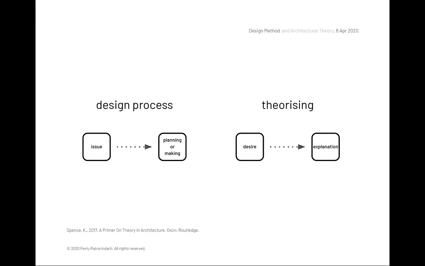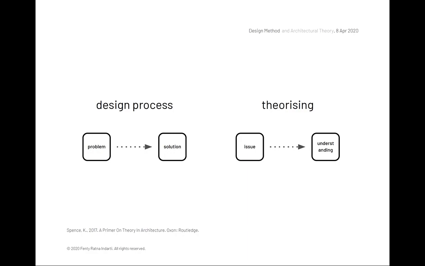Now, if we compare design process and theorizing, a process to generate a theory, there are several differences that we can address. Design process starts from identifying issues or a problem to produce a planning or making design, while theorizing is initiated from desire to find more explanation about an issue. Design process addresses problems and tries to find a solution about it.